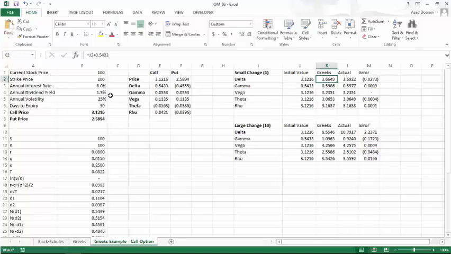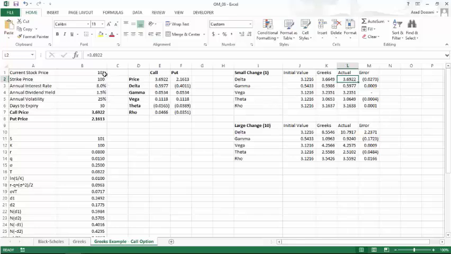Now what we can also do is actually just calculate the price assuming the stock price goes up by 1. Okay, so I do this, and then I get 3.6922. So this is the actual number here. Remember, the Greeks was an approximation, and this is what actually happened to the price when the stock price went up by 1.